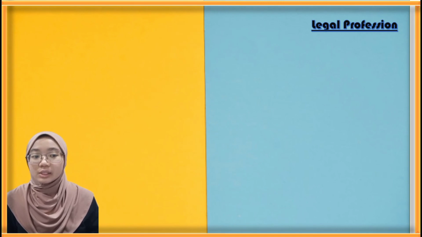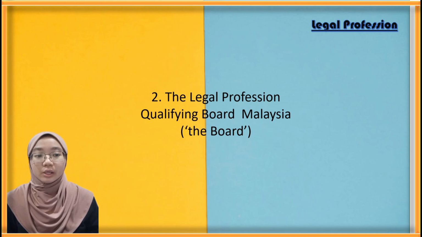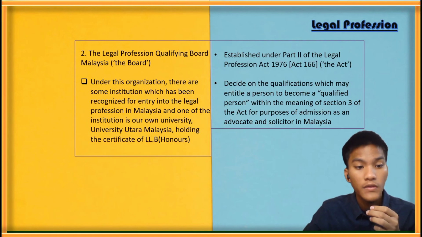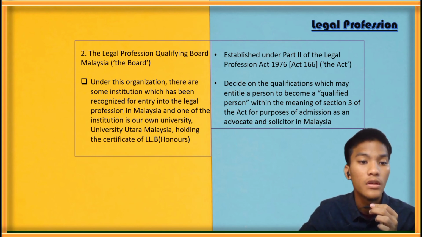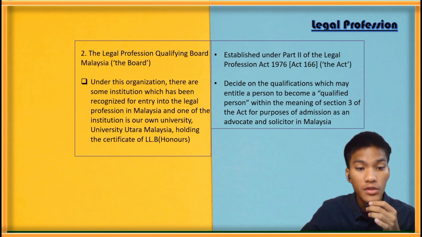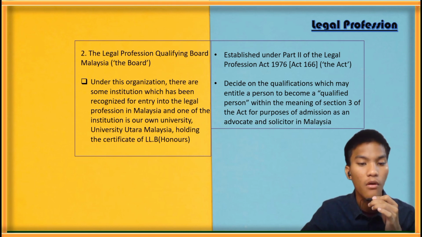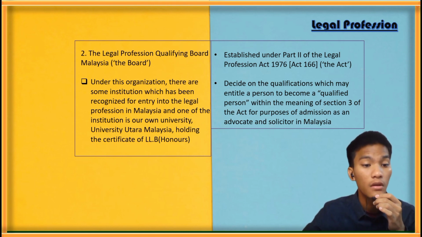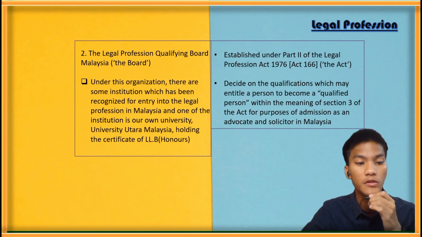Another organization related to the legal profession is the Legal Profession Qualifying Board Malaysia, which we call the Board, established under Part 2 of the Legal Profession Act 1976. Essentially, one of the functions of the Board is to decide on the qualification which may entitle a person to become a qualified person within the meaning of Section 3 of the Act for purposes of admission as an advocate and solicitor in Malaysia.